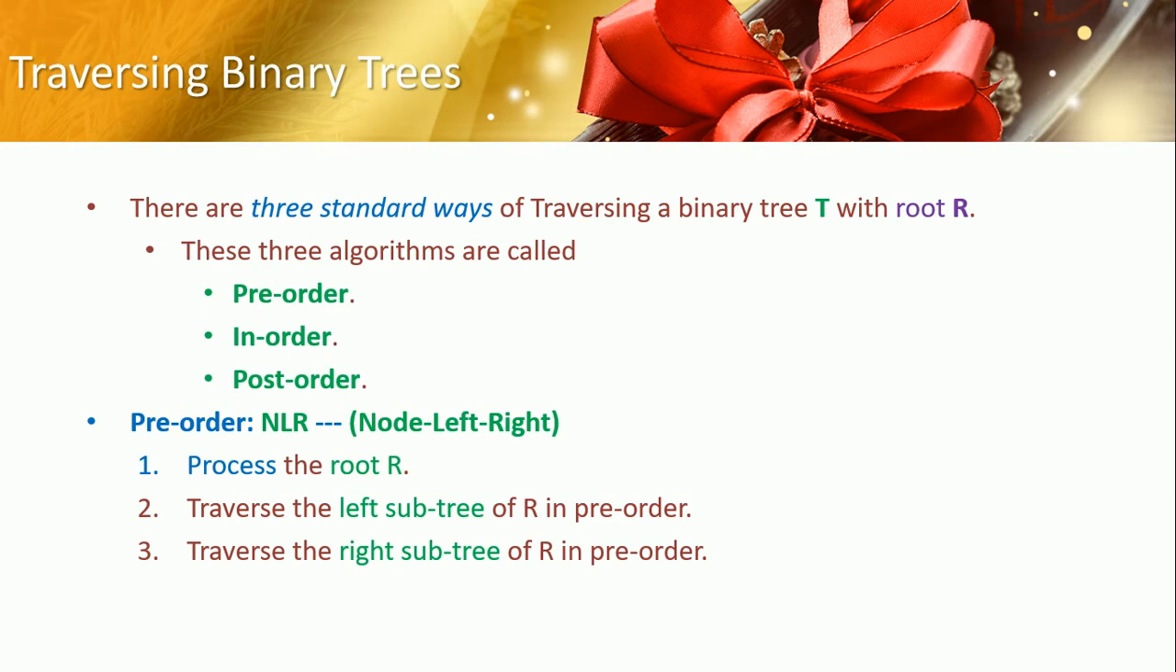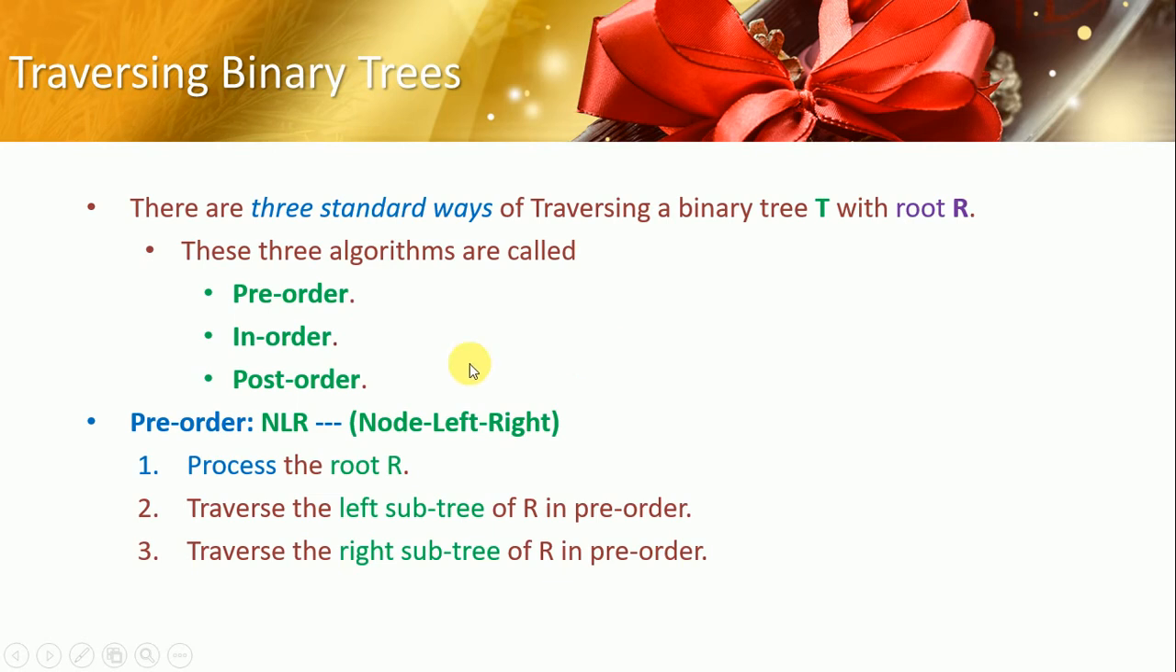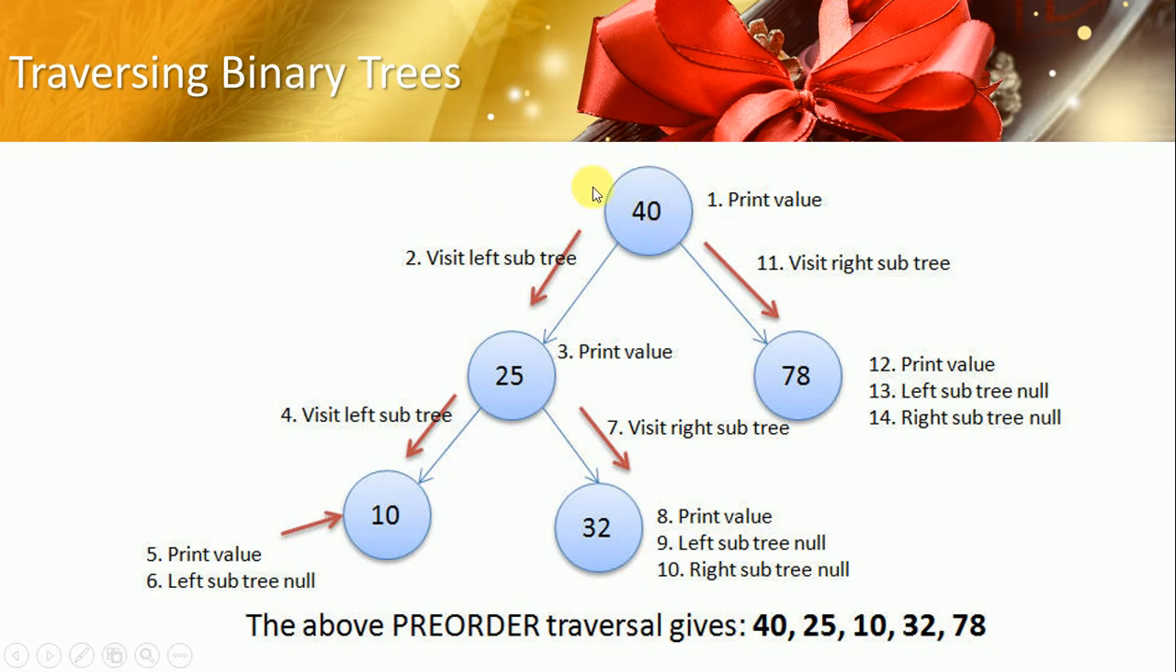So the first one is to process the root node, then traverse the left subtree, then traverse the right subtree. We are going to apply it on this tree. Now you are going to remember this: node, left, and right. We are going to process the node, then the left subtree, and then the right subtree. In this tree you can see 40, 25, 78, 10, and 32. This is a binary tree.